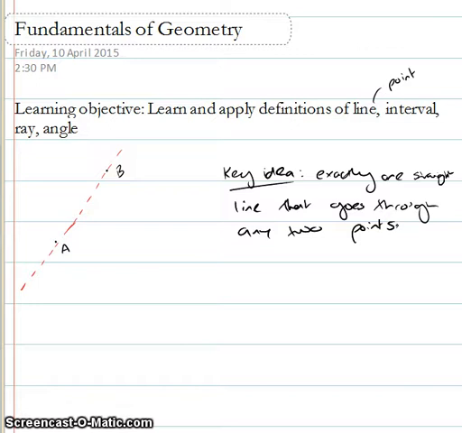Okay. The other idea is, what is a point? And maybe I should start with that, but a point just marks a position in space, but it has no size. So it has a position in space, but it has no size.